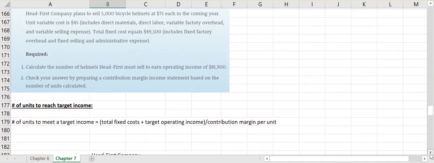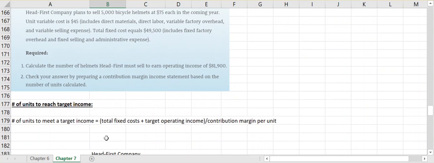So how we slightly change our formula here is that instead of just having our numerator be our total fixed cost, we're going to add to that our total operating income. So your numerator is always going to be whatever you want your contribution margin to be able to cover. And again, your contribution margin per unit is your denominator because you're looking for how many units you have to sell. So for us, we would take the $49,500 plus the $81,900 in operating income that we want to have, and we would divide it by our contribution margin per unit.